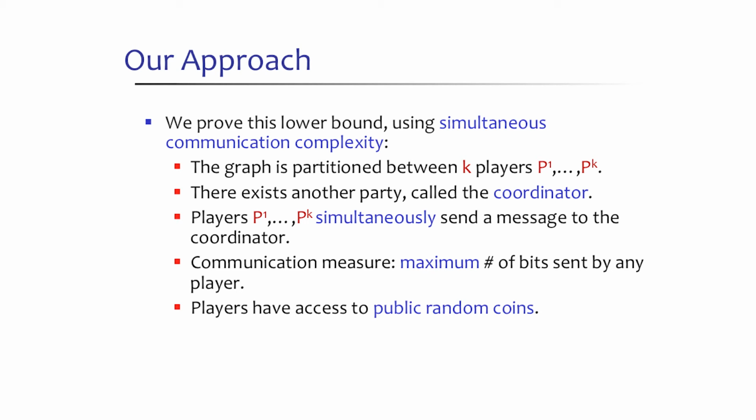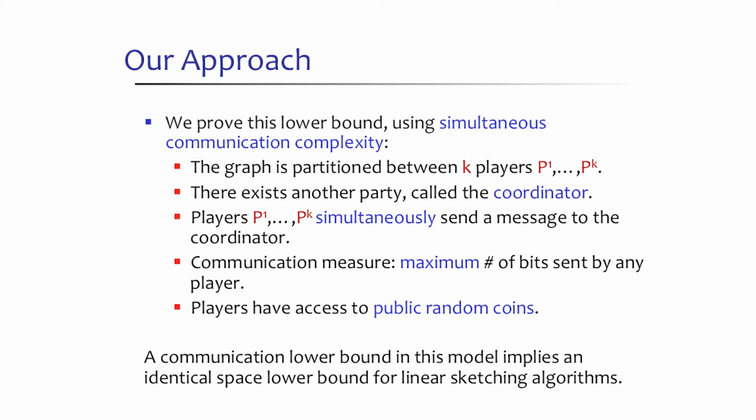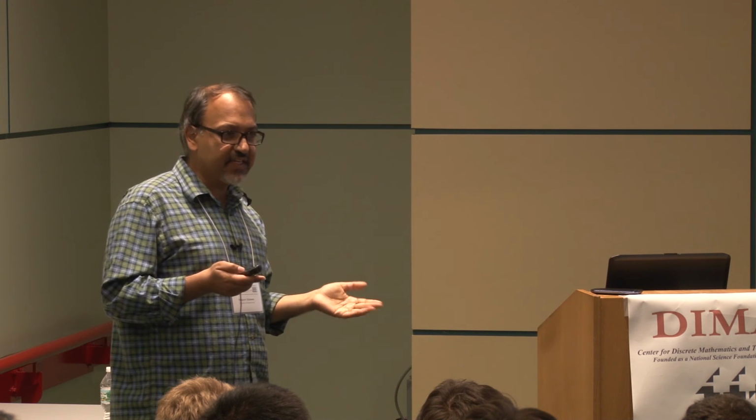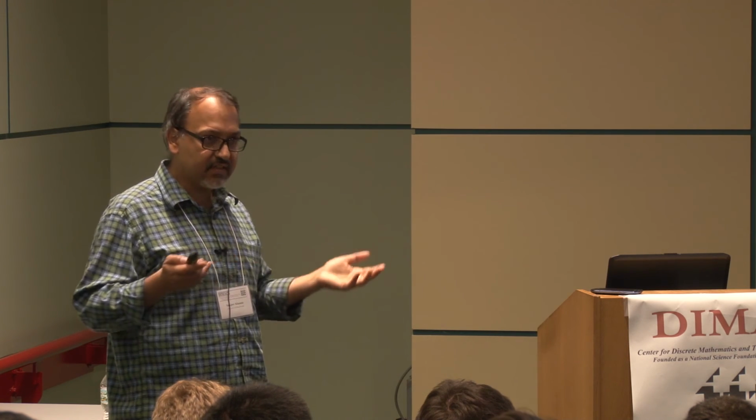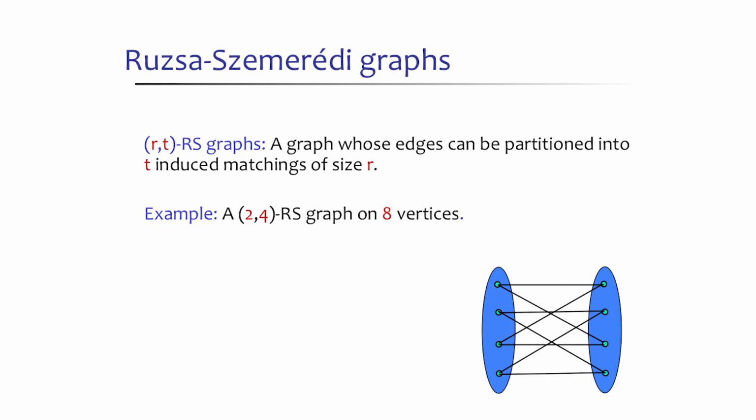And the quantity of interest here is the maximum number of bits that any one of these k players needs to send to accomplish this. It's a folklore thing, and it's an easy thing to show that if you can show a lower bound on the communication needed in this model, that translates into an identical space lower bound for linear sketching algorithms. Okay? And the proof is very simple. It's basically if you had a linear sketching algorithm, then each of these players could be running that linear sketching algorithm, and the coordinator can simply compose together these sketches. Okay? So let me tell you a bit about how the lower bound comes about.